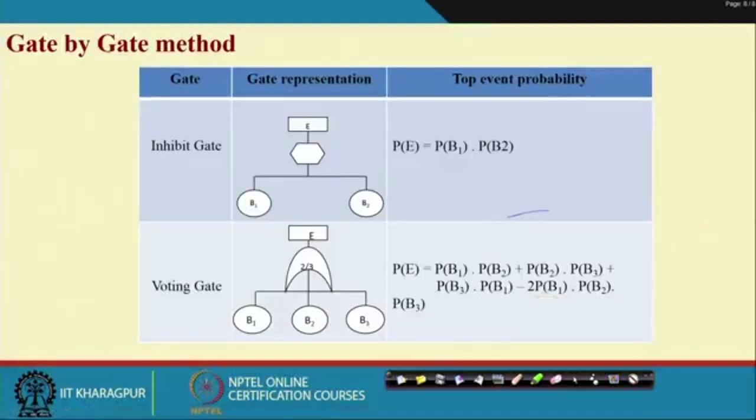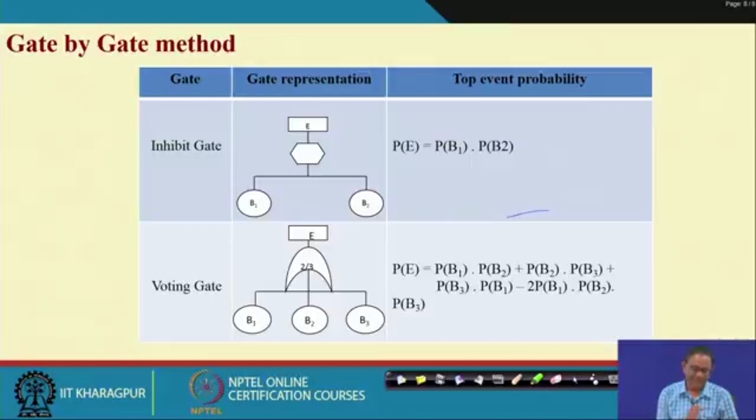Now, the last two, inhibit gate and voting gate. We have discussed the inhibit gate in the last class and you have seen that it is nothing but an equivalent AND gate. So in the case of the inhibit gate, the top event will occur only if both events occur, and it is the intersection. Please remember, we are talking about independent basic events in all cases.